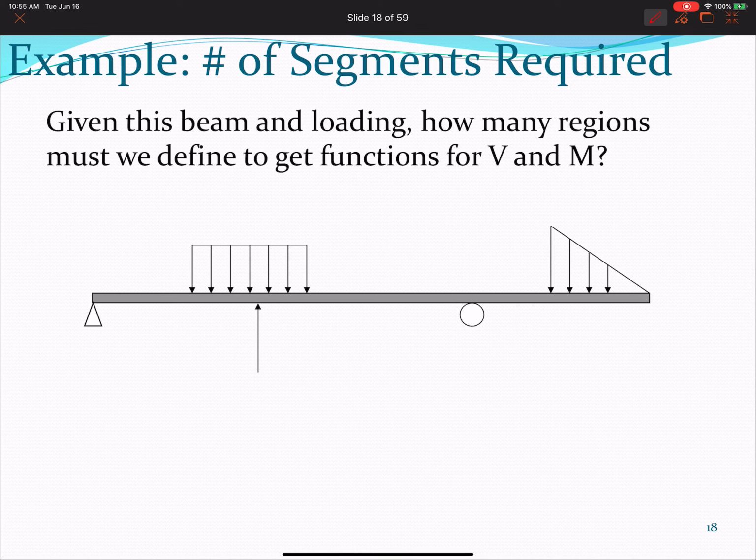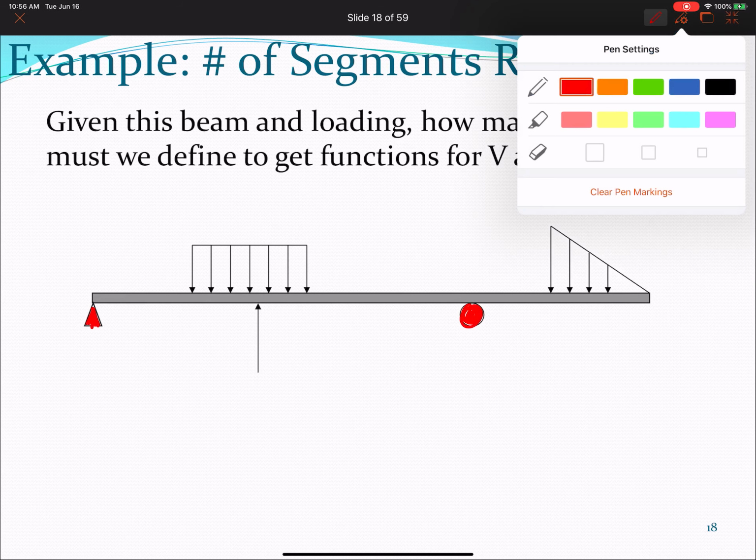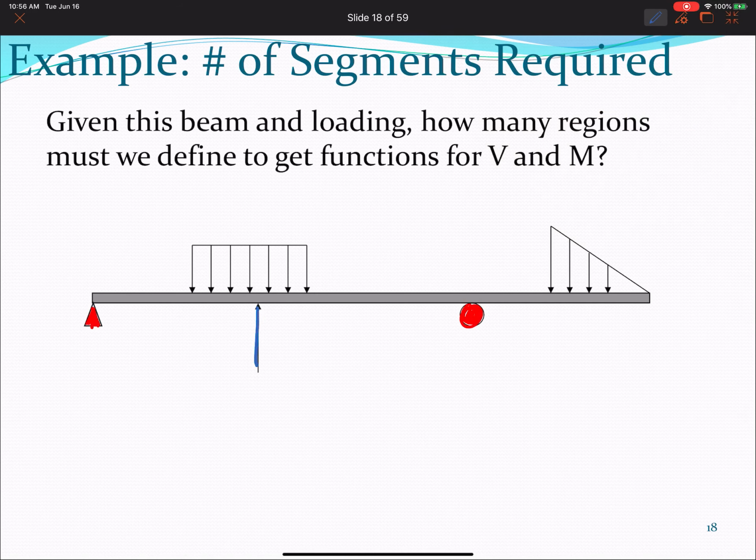So what about this beam? Right? What about this beam? How many segments can you see? Right? So I see two supports over here. Two supports. I see some loading. So for example, this is a load, and here is of course a load. So how many segments? How would you divide this beam into segments, right?